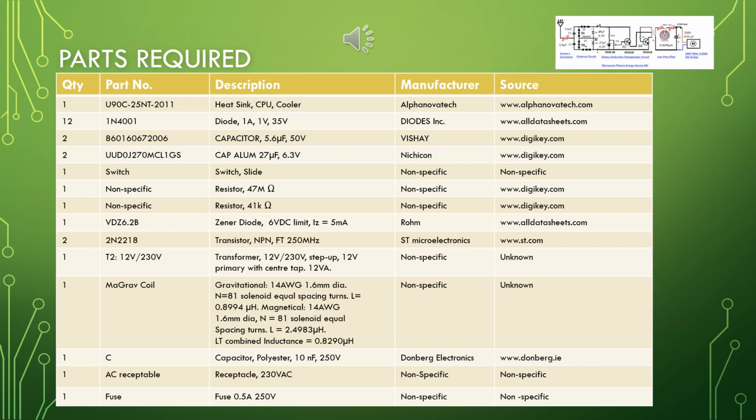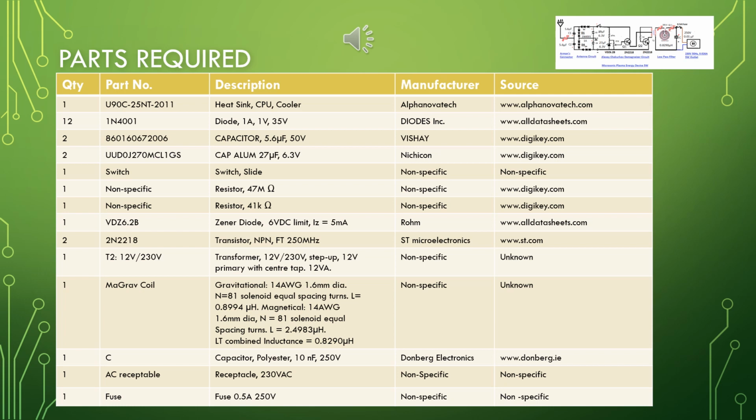2N2218. Transistor NPN. FT 250 MHz. Manufacturer ST Microelectronics. Source www.st.com. 1 T2 12 volt to 230 volt step-up transformer. Transformer 12 volt to 230 volt step-up. 12 volt primary with center tap 12 volt VA. Non-specific. Source unknown.